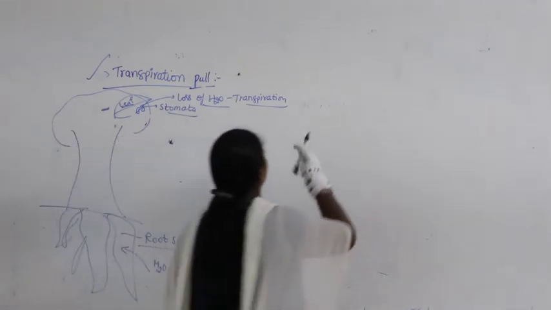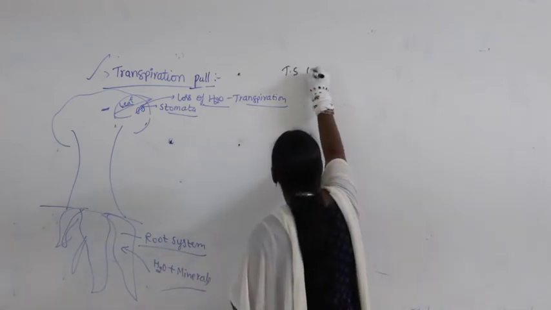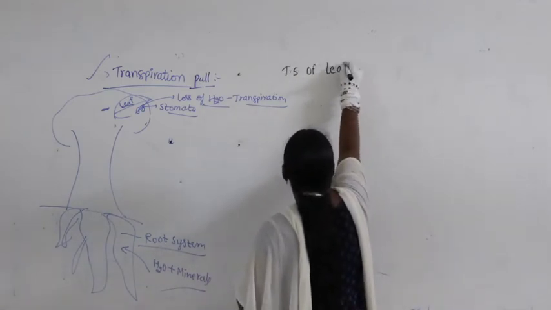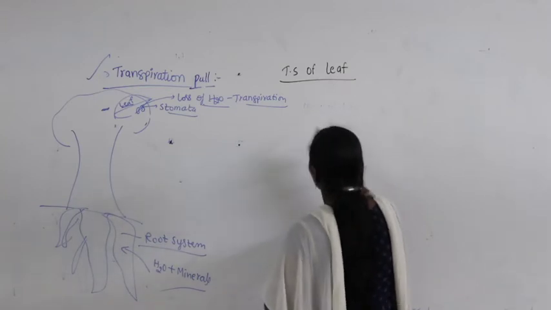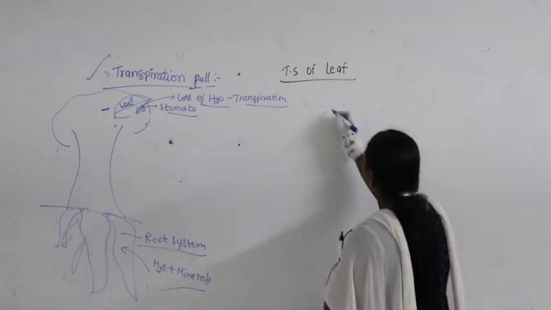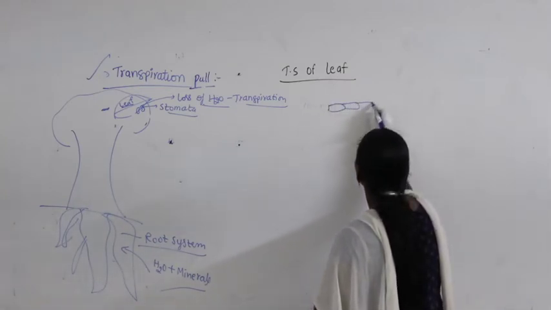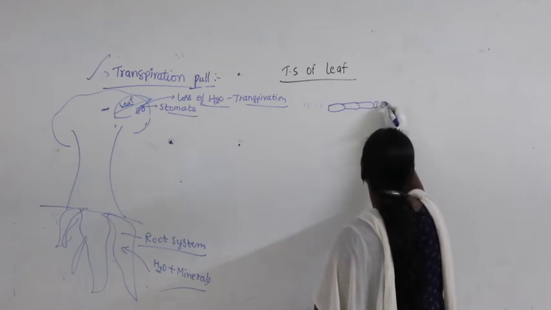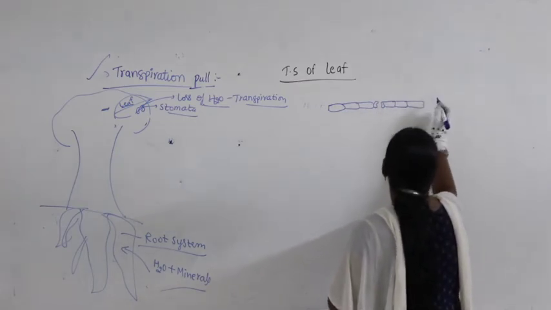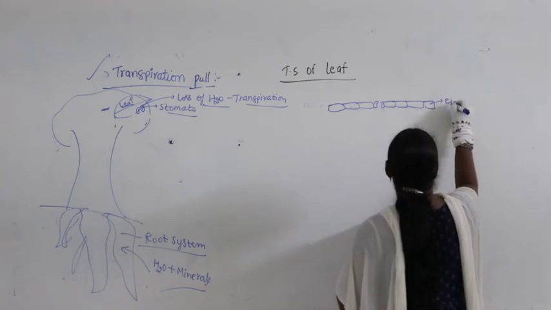So let us take here a TS of leaf. Let us draw the TS of leaf. What do you find in the uppermost layer? In the uppermost layer you find, as usual, epidermis. So this is what is called epidermis.